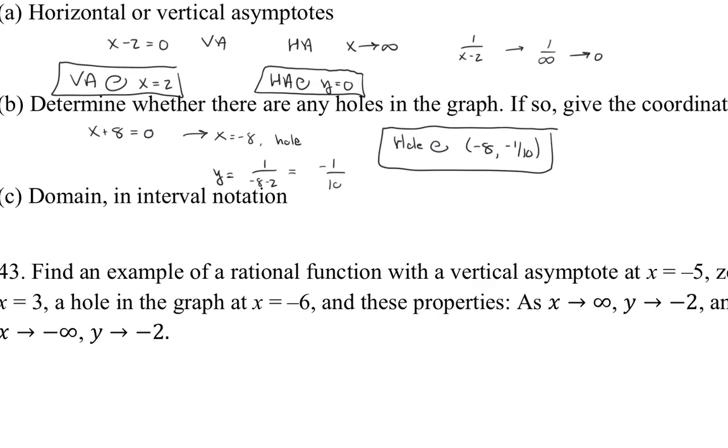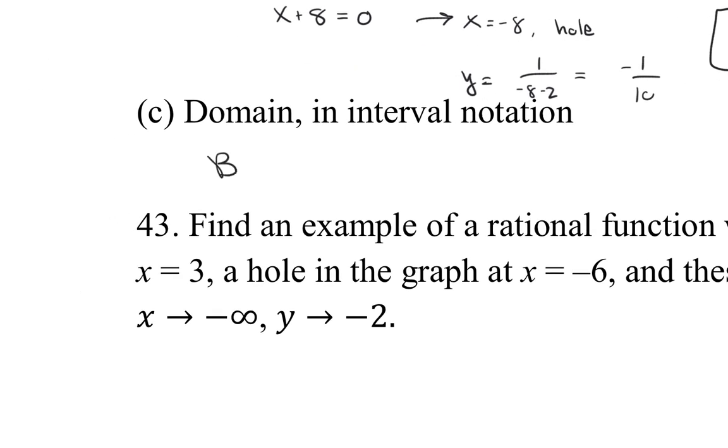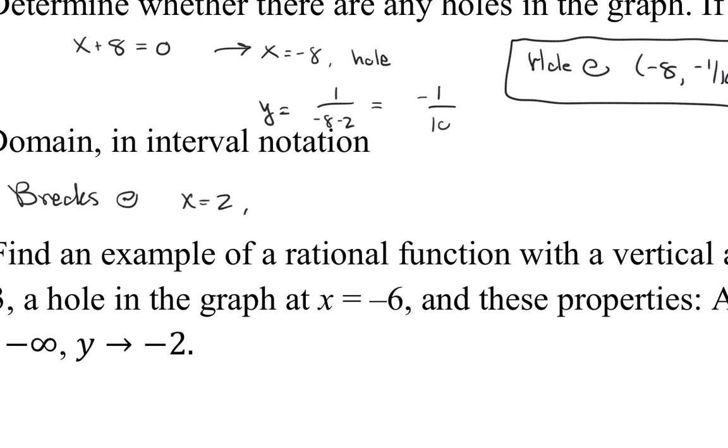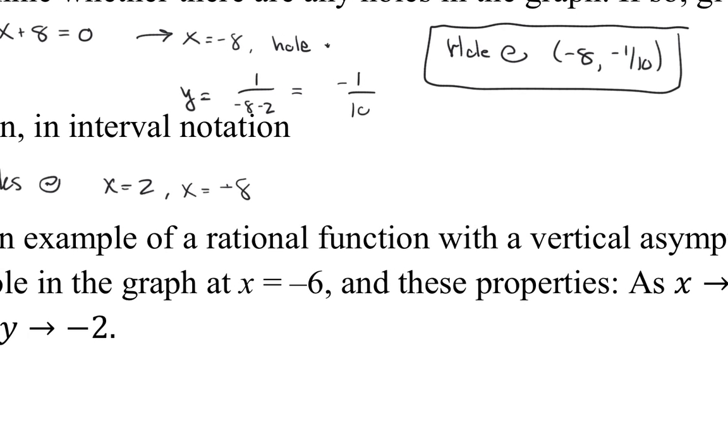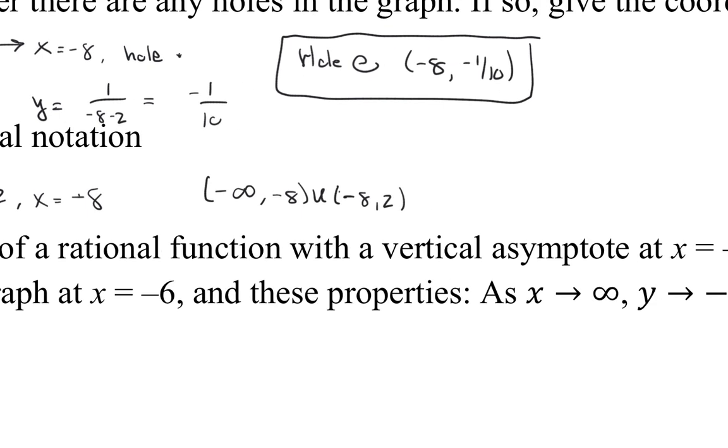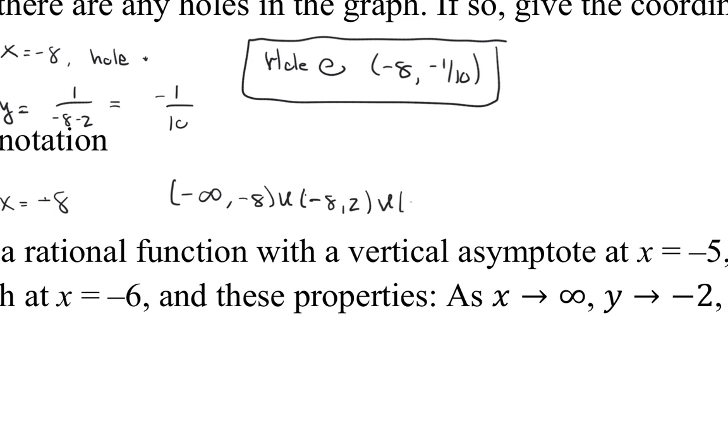And then finally, our domain is what we want to look at here. If we think about the domain, we already know that it breaks at x equals positive 2 from the vertical asymptote and at x equals negative 8 from our hole. So that domain is going to be from negative infinity to negative 8, not included because negative 8 is a hole, from negative 8 up to 2. 2 is also not included because it's an asymptote. Then from 2 up to positive infinity.